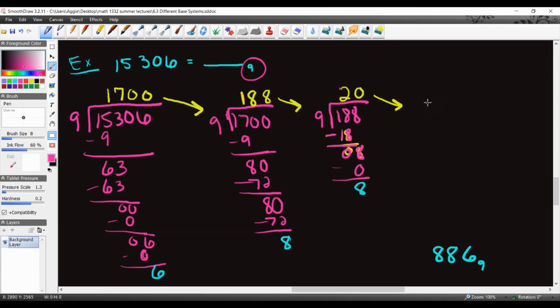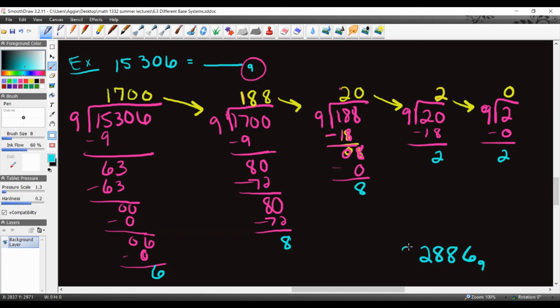So now we have 20 divided by 9. 9 goes into 20 2 times. Okay, and 2 times 9 is 18 with a remainder of 2. So there's my next number, 2. And now I think it's going to be our last one. Let's see. 2 divided by 9. 9 goes into 2 0 times. 0 times 9 is 0. 2 minus 0 is 2, and that's our remainder. And we have got to the 0, so we can stop.